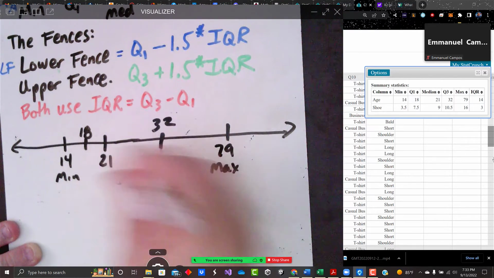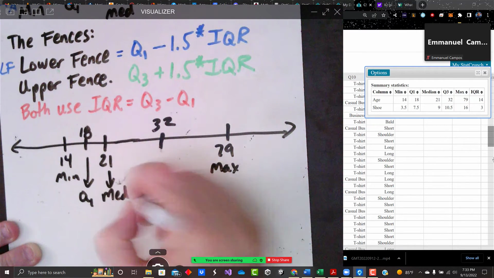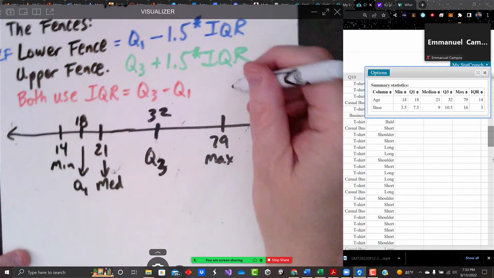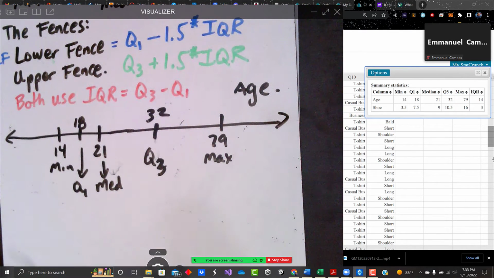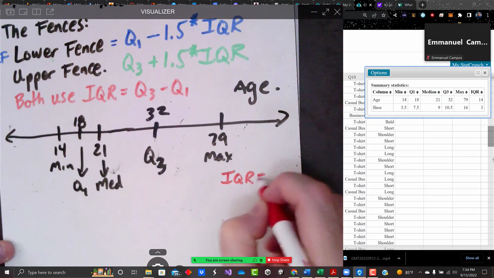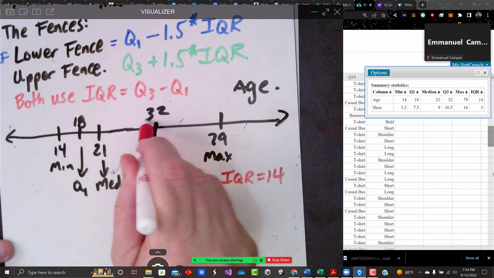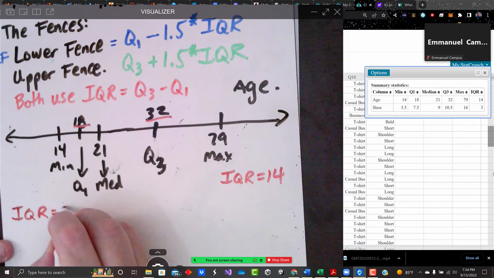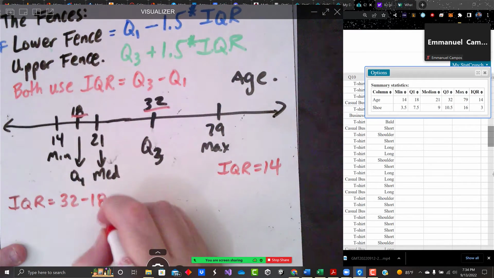So this is 32. And this was our Q1, median, Q3, and max. So this is for the age data. And it's telling me the IQR is 14. So the computer says IQR is 14. Where are they getting this from? What they are doing is they're taking this value, which represents Q3, and this value, which represents Q1, and subtracting. 32 minus 18 is 14.